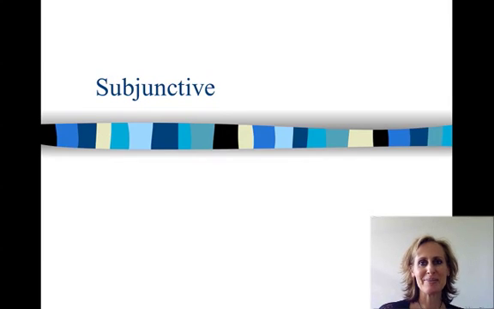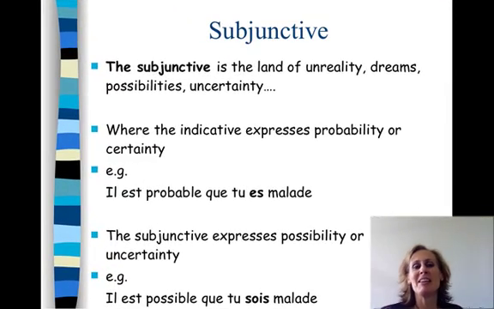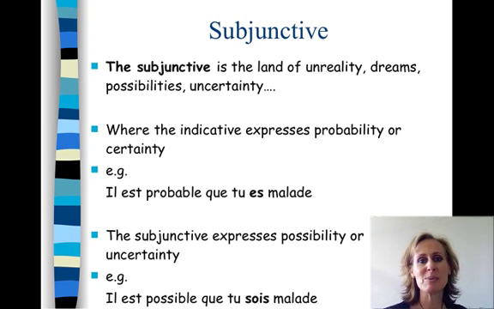The subjunctive. The subjunctive is the land of unreality, dreams, possibilities, uncertainty. Where the indicative, which is what you've been using up until now, expresses probability or certainty. For example, il est probable que tu es malade. Il est certain que tu es malade.